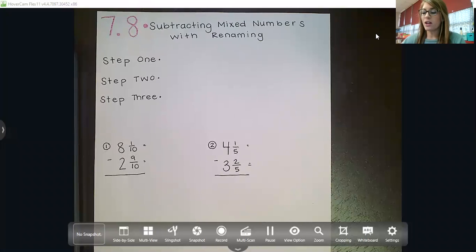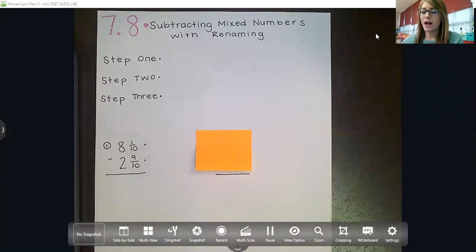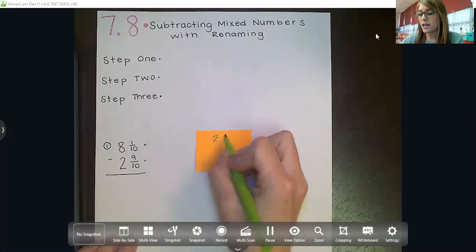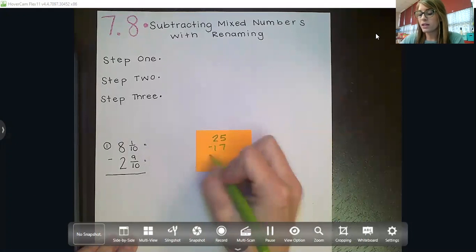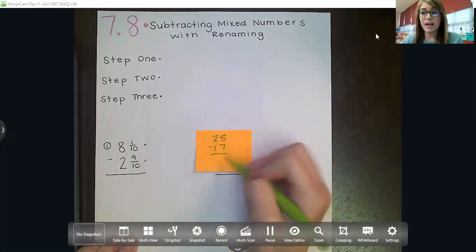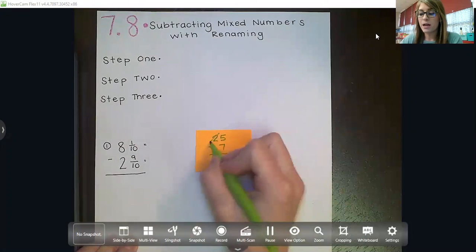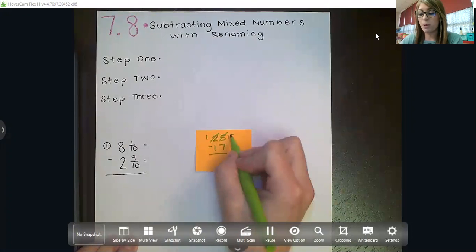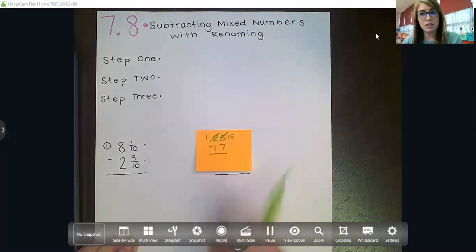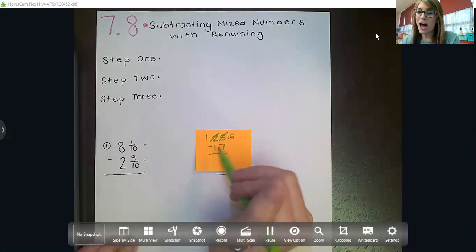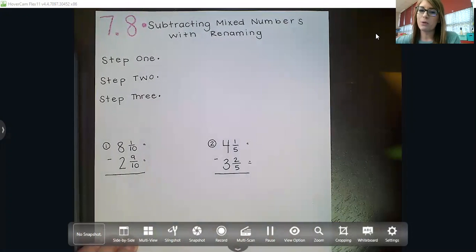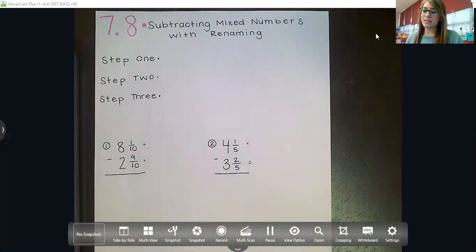So what I want you to think of when I say renaming is kind of like when we're subtracting and it looks like this. 5 minus 7 we can't do because the larger number is on the bottom, so we've got to come next door and borrow to give us more to subtract. That's what we're going to be doing today, but not quite like this. When we rename mixed numbers before we subtract, it's a little bit different.